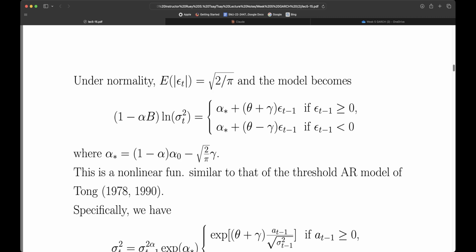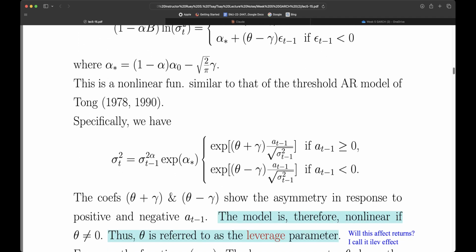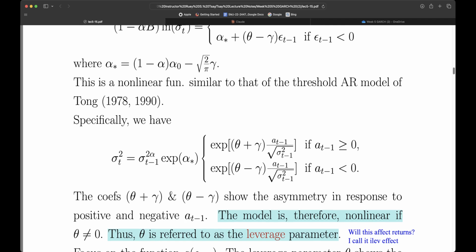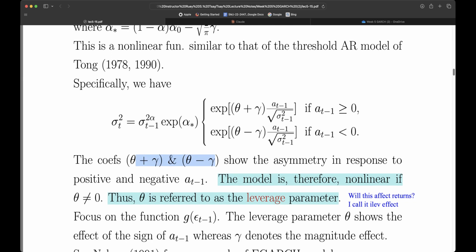This is a nonlinear function similar to that of the threshold AR model of Tong. Specifically, we have sigma depending on whether epsilon is positive or negative. So sigma is different when it's positive or negative. The coefficient theta plus gamma or theta minus gamma shows asymmetry in response to positive and negative a_{t-1} shock. The model is therefore nonlinear if theta is not 0.